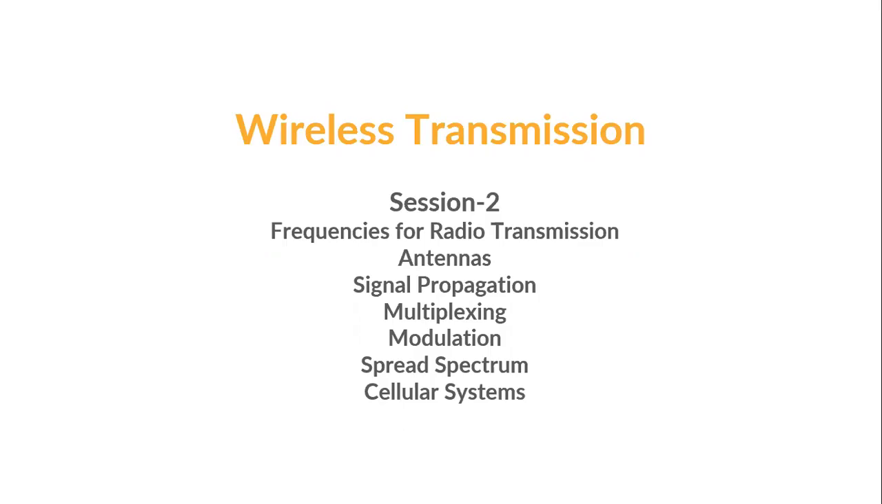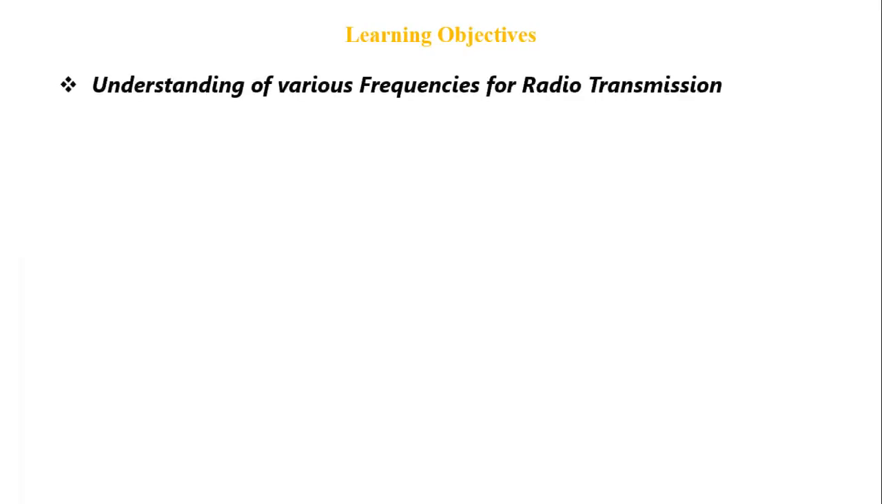Welcome to session 2 of the course Wireless Communication and Mobile Technology. The objective of this session is to introduce the various frequencies for radio transmission. After going through this session, the students will be able to understand the various frequency bands which are available for radio transmission or wireless transmission.